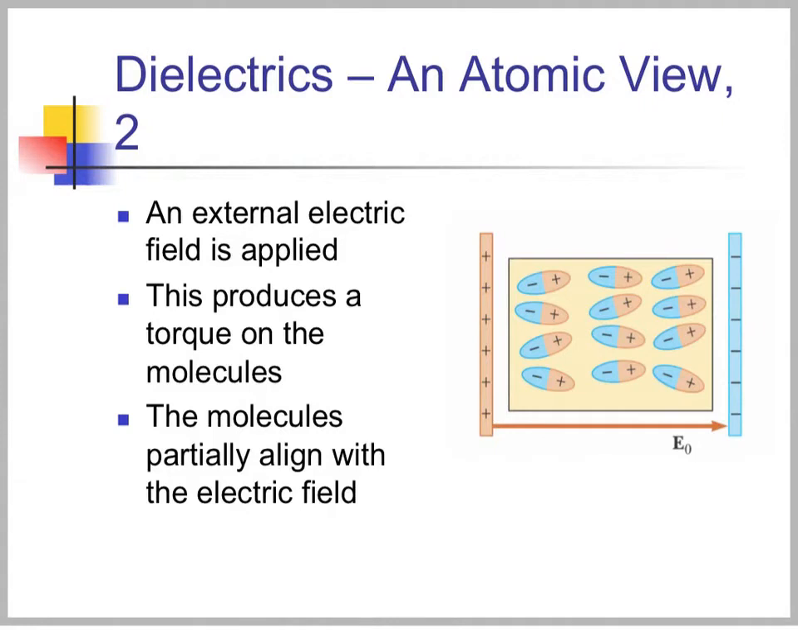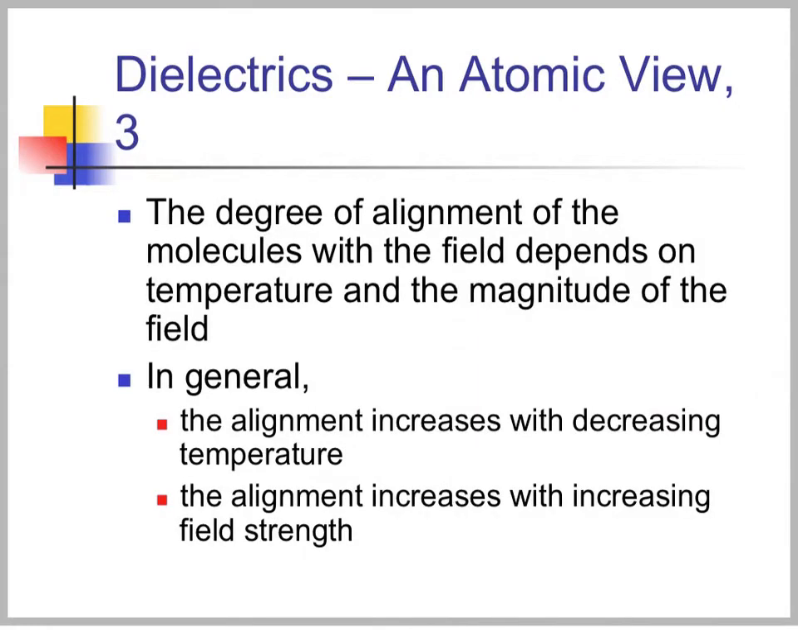Now notice when they do line up that all the positive charges tend to be on one side and the negative charges tend to be on the other side. That means that along the surface of this dielectric there appears to be a negative surface charge. On the surface of this there appears to be a positive surface charge. The degree of this alignment depends on things like the temperature of the dielectric and the magnitude of the field. In general, the alignment increases with decreasing temperature, and the alignment increases with increasing field strength.